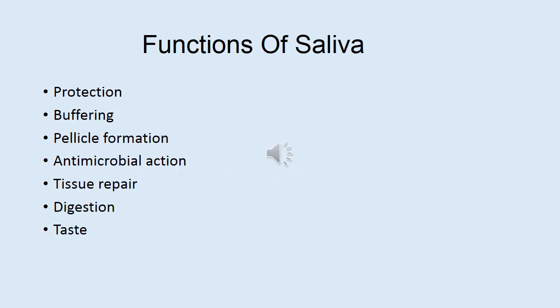What are the functions of saliva? The functions of saliva are protection, buffering, pellicle formation, antimicrobial action, tissue repair, digestion, and taste.